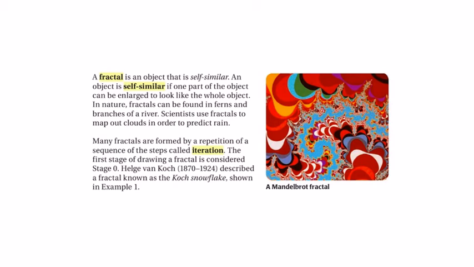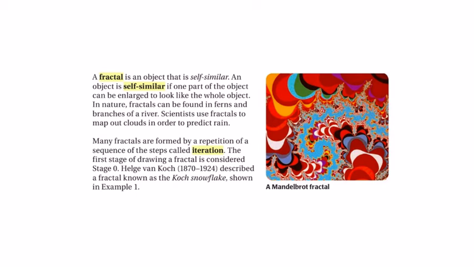So in nature, you can see fractals represented by ferns or branches of rivers. And scientists use fractals to map out clouds in order to predict rain. Many fractals are formed by a repetition of a sequence of steps called iteration. The first stage of drawing a fractal is considered stage 0.